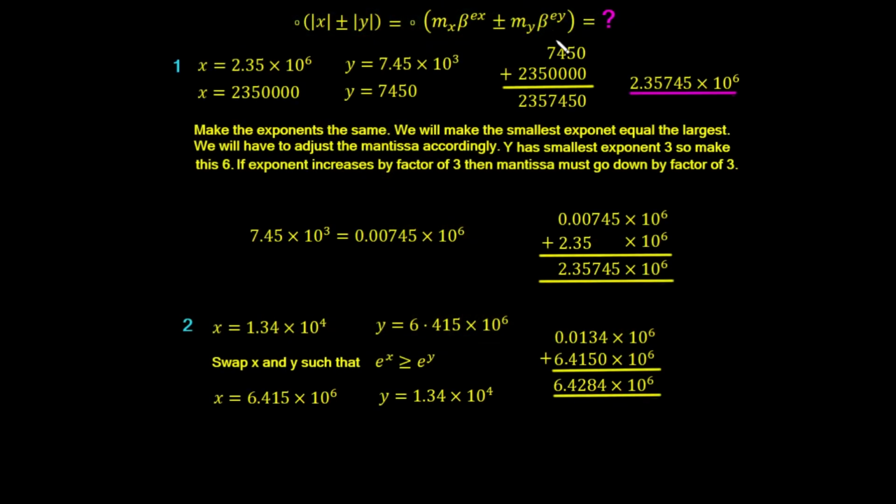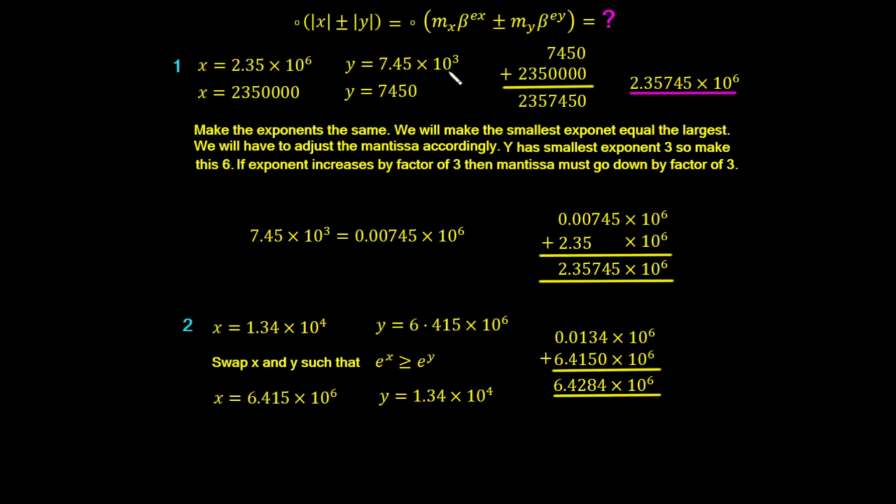In order to work out how we're going to do this addition and subtraction, we'll make a comparison to the decimal system, and we'll look at a couple of examples here. Let's say, for example, we have the number 2.35 times 10 to the 6. That's our x value. And our y value is 7.45 times 10 to the 3.